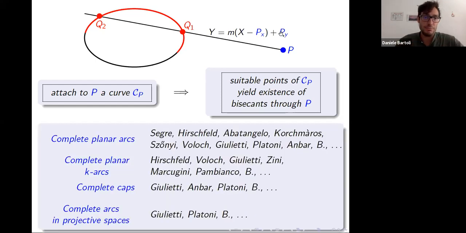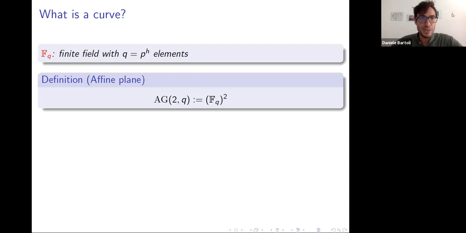Well, using this approach and clearly modifications of it, people could also study generalizations of complete arcs in projective planes, that is, complete arcs in projective spaces, or complete caps, or planar k-arcs. All these objects are not just interesting from a theoretical point of view, but they also have nice connections with, for instance, coding theory, since, as you maybe know, complete arcs in projective spaces correspond to MDS codes, that are the best codes with respect to the Singleton bound. Now, let's go back to the main topic of this talk.